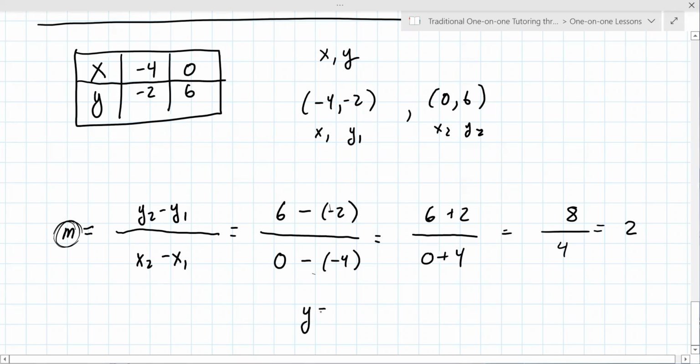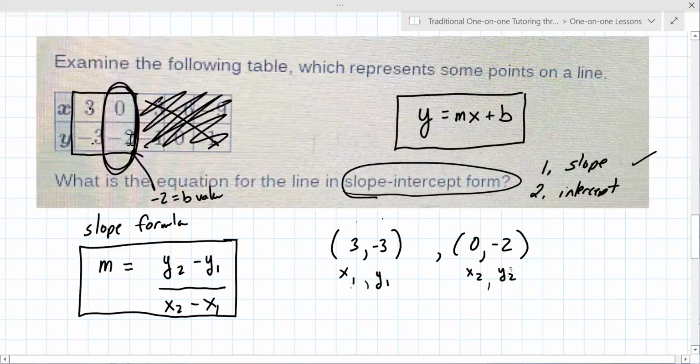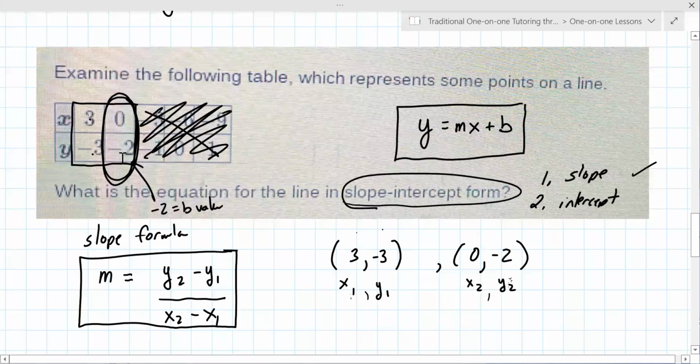And why do we want the slope? Because in this form, we need 2 things. We need the slope and we need the intercept. From this table, can you tell me what the intercept is? So let's go back and look at the previous problem here. The intercept was -2. Why was it -2? Why did I circle this? What was really important about this X value? Because there was a 0. That's right. And then you just grab the Y value.